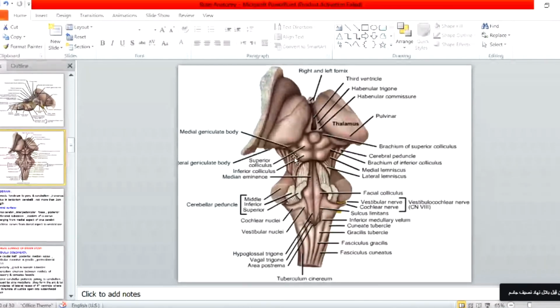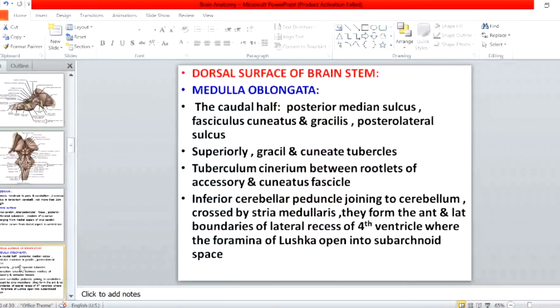Now the dorsal surface of the midbrain contains these four rounded elevations. These we call colliculi. Two of them are called superior colliculi and two of them are inferior colliculi. Between the two, at this level below the inferior colliculus, emerges the fourth cranial nerve, the trochlear nerve.